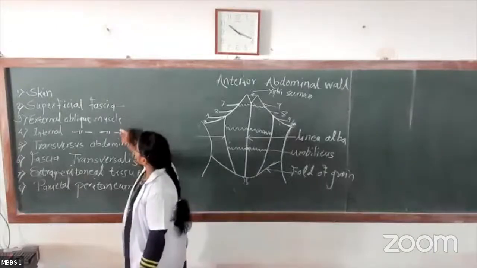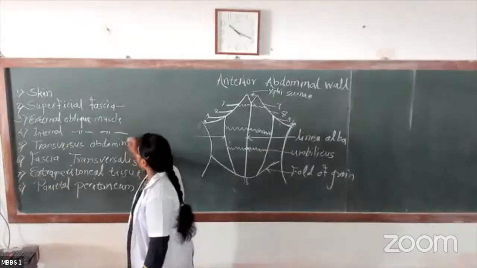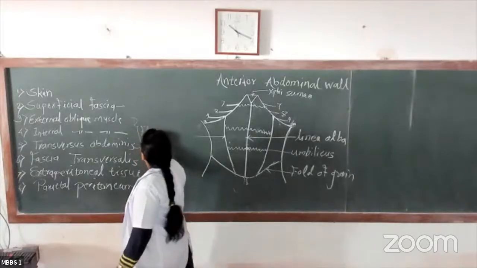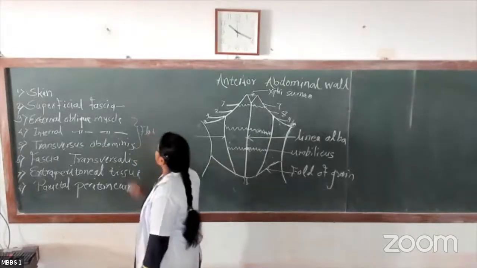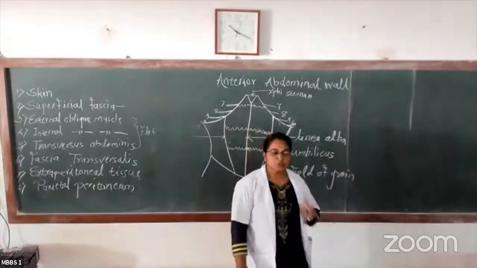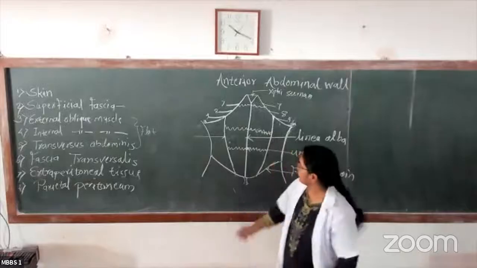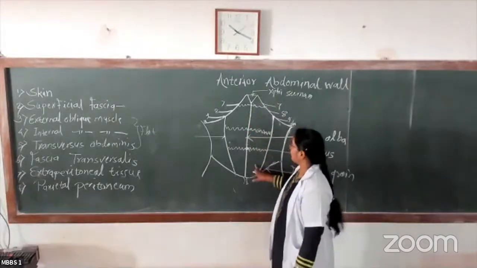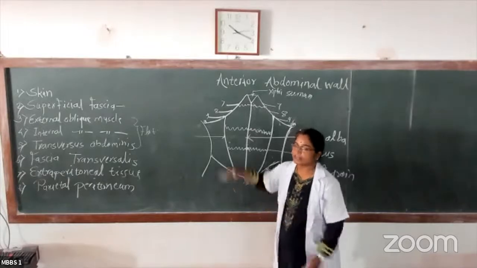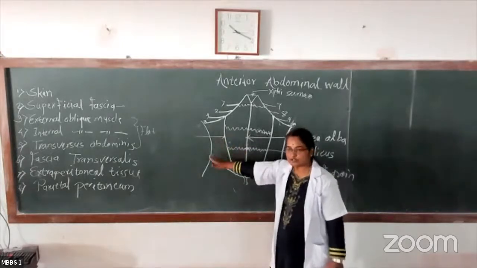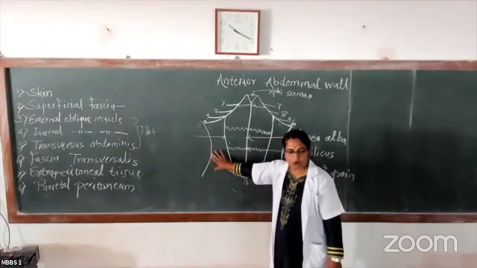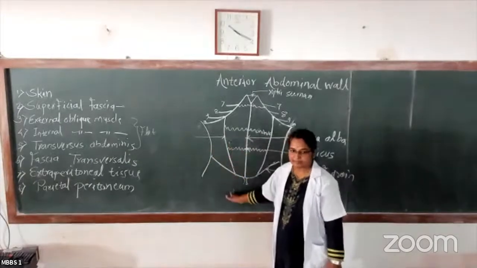Now, the external oblique, internal oblique, and transversus abdominis are the three flat muscles. This abdominal wall, along with these three flat muscles, also consists of two vertical muscles, that is rectus abdominis and pyramidalis. So there are 3 flat muscles and 2 vertical muscles on each side of this midline.